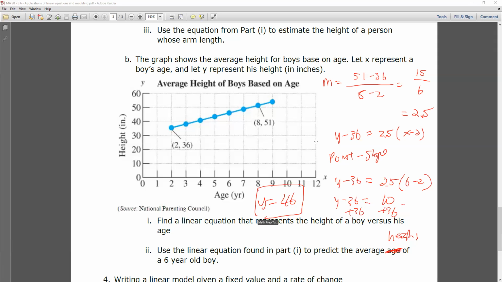Okay, so based on this formula, if the boy is 6 years old, that means his height should be 46 inches. All right, let's keep moving.